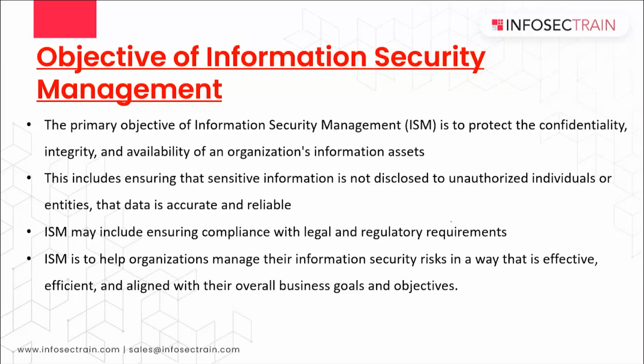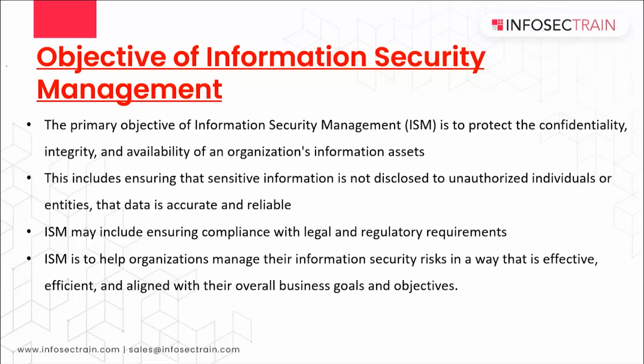Then if we talk about the objective of information security management, the primary objective is to protect, as we have talked about, the confidentiality, integrity, and availability of the organization's information assets. This includes ensuring that sensitive information is not disclosed to unauthorized individuals or entities, and that data is accurate and reliable. ISM may include ensuring compliance with legal and regulatory requirements, and it helps organizations manage their information security risk in a way that is effective, efficient, and aligned with their overall business goals and objectives. Right? Perfect. So the objective, as I mentioned, is to ensure that we have the CIA: confidentiality, integrity, and availability of an organization's information assets.